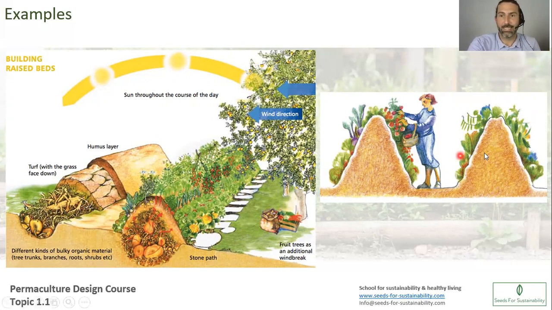If you look on the right hand side, it could even be nicely used for, let's say, more generational farming, where even older people could easily farm without bending down, and they can easily harvest and cultivate those beds from the top.